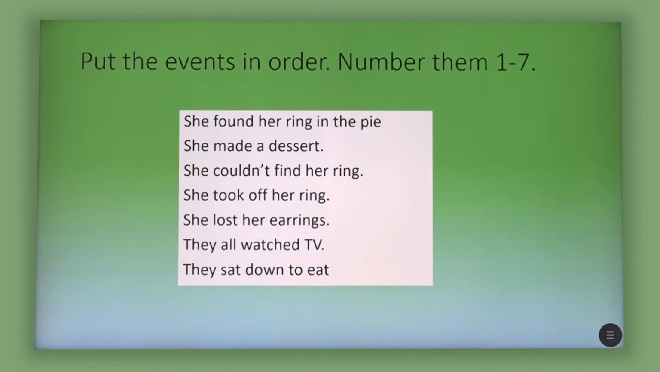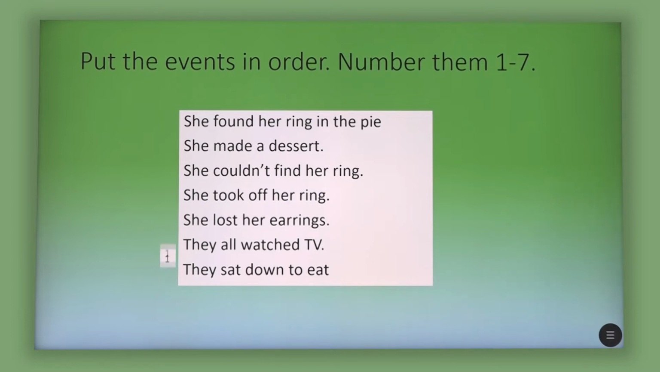Now, let's put the events in order. We are going to number them from 1 to 7. Which was the first action? What do you think? You've got these sentences. She found her ring in the pie. She made a dessert. She couldn't find her ring. She took off her ring. She lost her earrings. They all watched TV and they sat down to eat.